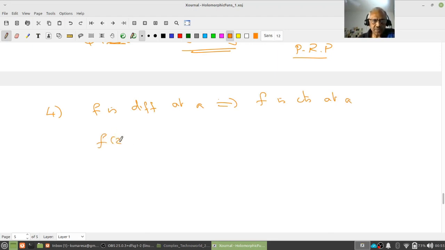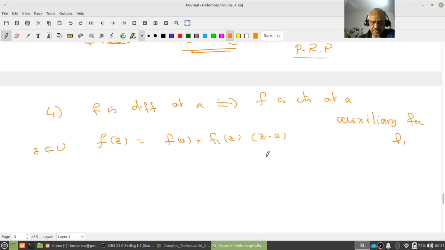Let us look at what f of z is. Since f is differentiable at a, there is an auxiliary function f1, so that f of z is f of a plus f1 of z into z minus a, right? Therefore, this is for every z in u.